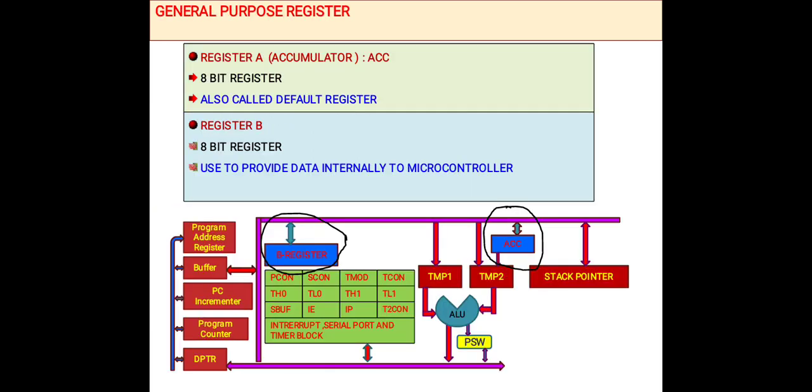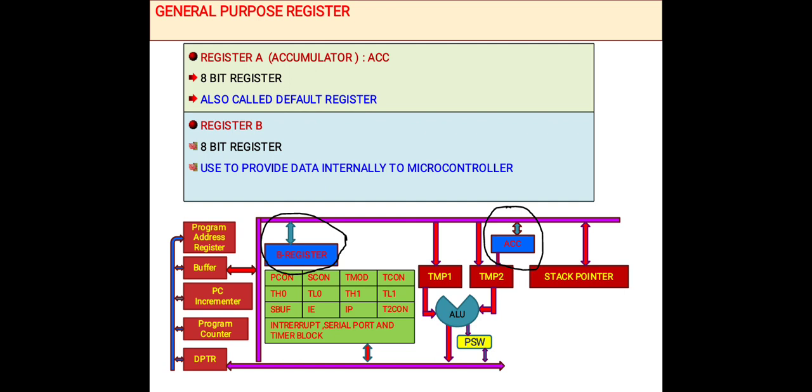General purpose register. Register A. Register A is also called the accumulator and denoted by ACC. It is also called the default register. It is an 8-bit register. It basically holds the data and receives the result of arithmetic instructions.